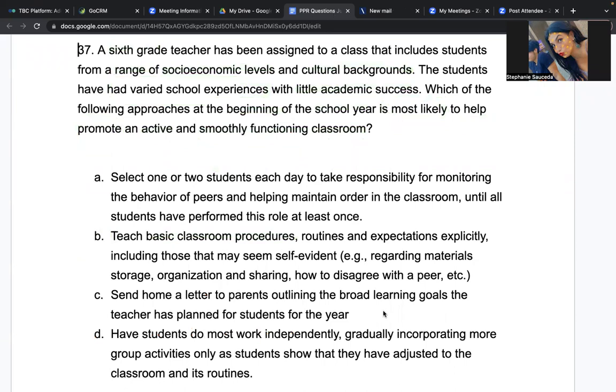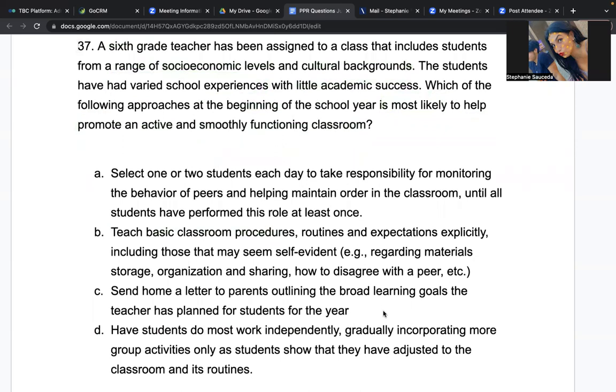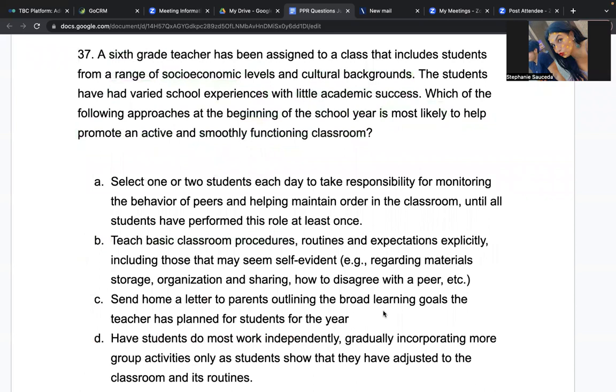If a student were to say, well, how does one disagree with a peer? Then you should go and find, and it will be very easy to find, a skit where peers in a group disagree with each other, or you could create one if you had the time and the creativity to do so.